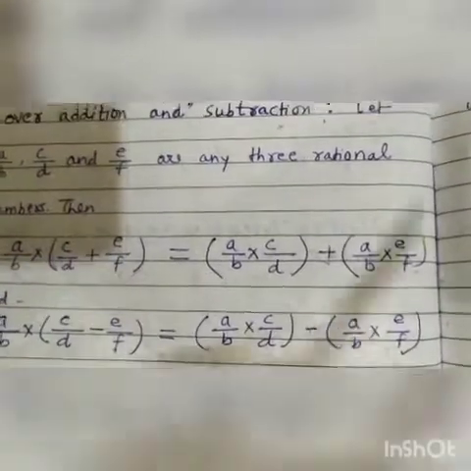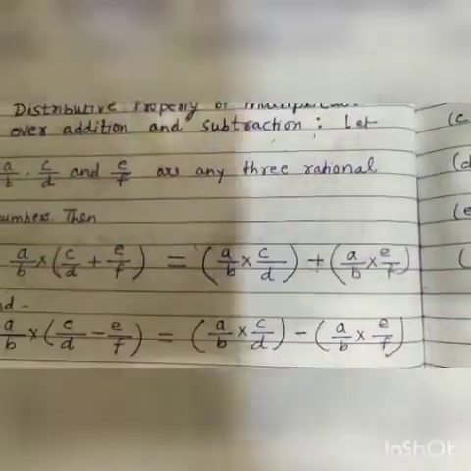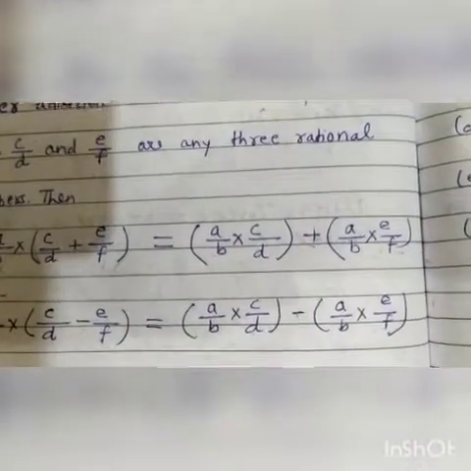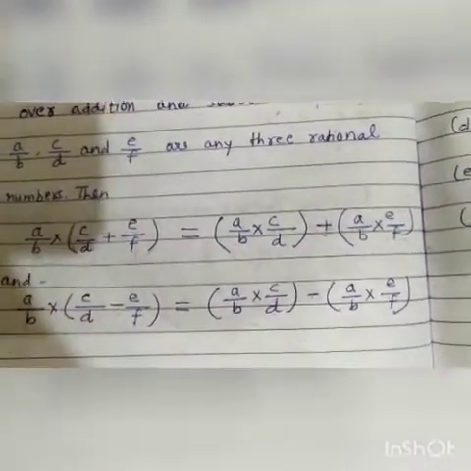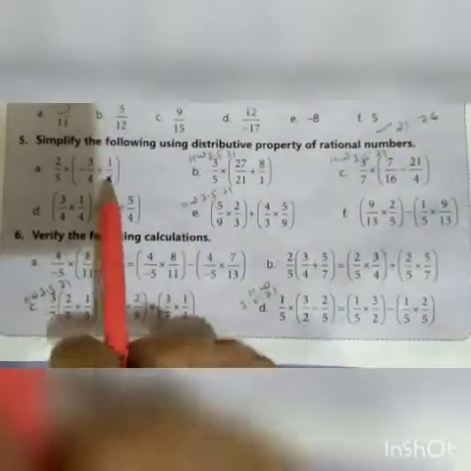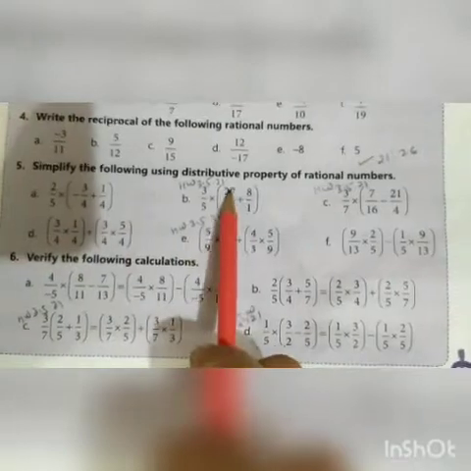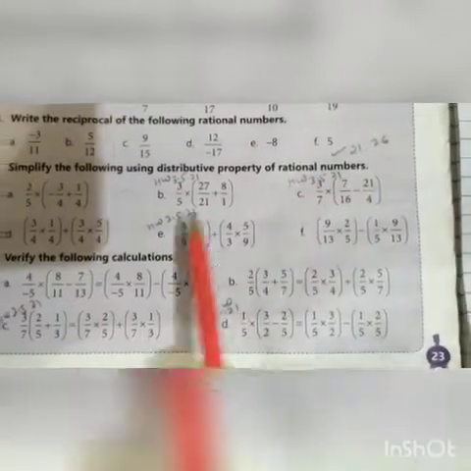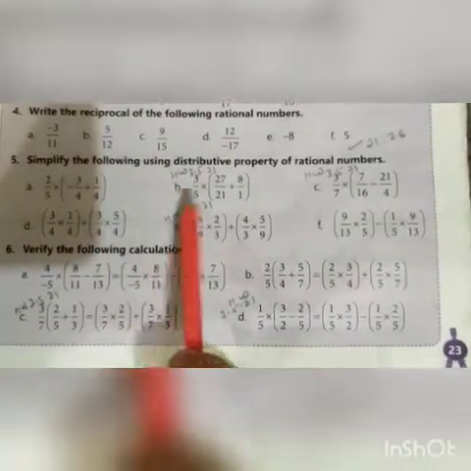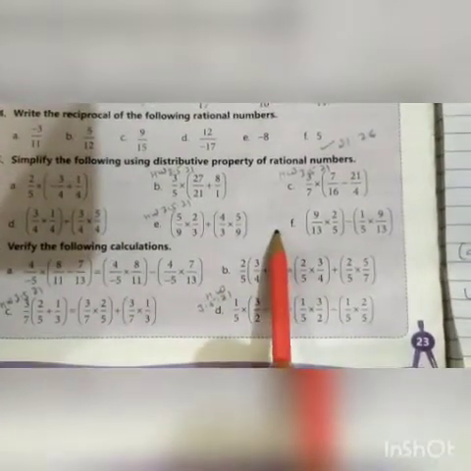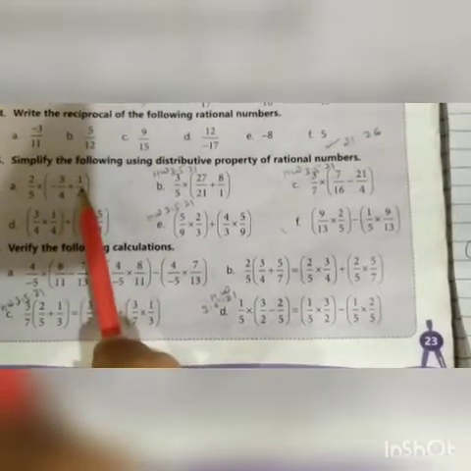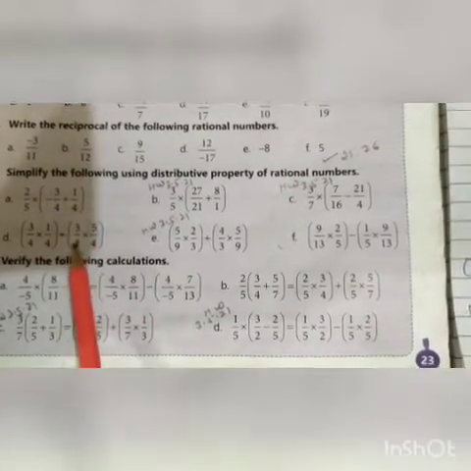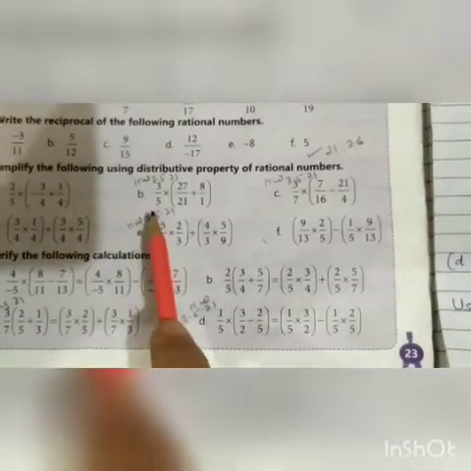Today we will use this property. So let us start with question number 5 of exercise 1b. See here, question number 5 is: simplify the following using distributive property of rational numbers. Students, here there are 6 parts A, B, C, D, E and F. I will explain 3 parts, A, then D and F. The remaining 3 parts B, C, E you will solve yourself.